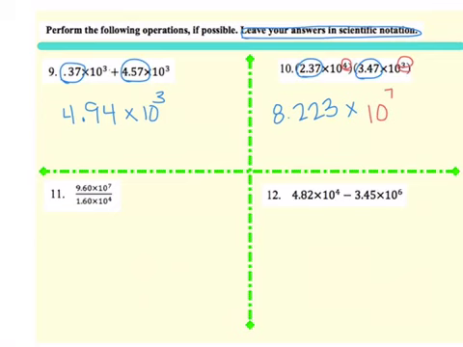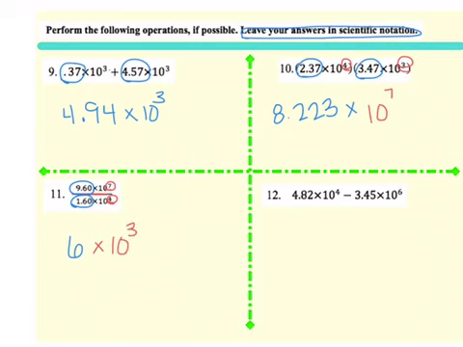Looking at example number 11 here, this is a division problem because of the division bar there. That tells me to divide. So when we divide, we're going to divide the coefficients. So we're going to divide 9.6 divided by 1.6. When I do that, I get 6. And then when you divide, we subtract those powers. So we're going to subtract 7 and 4. So 7 minus 4 gives me times 10 to the third.